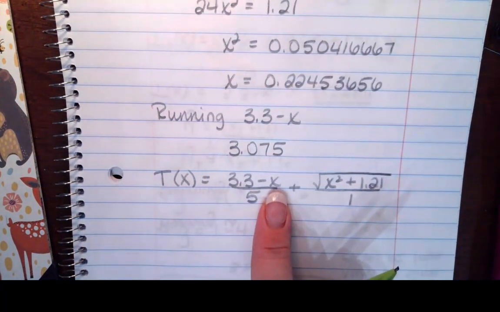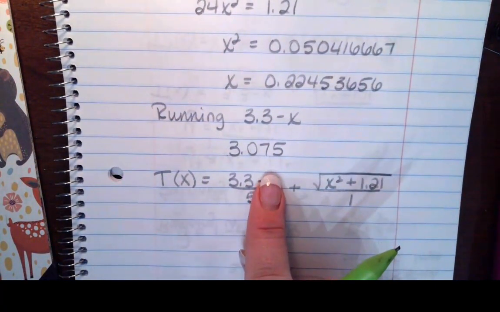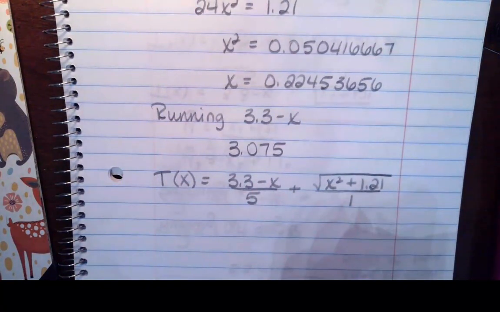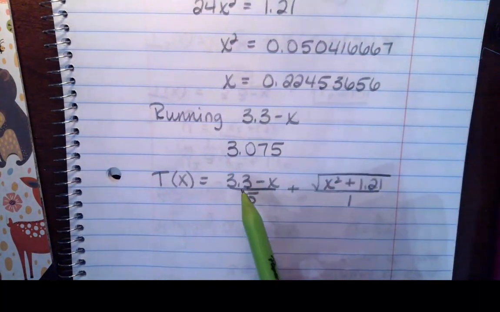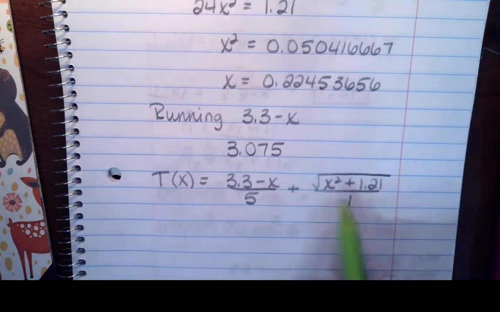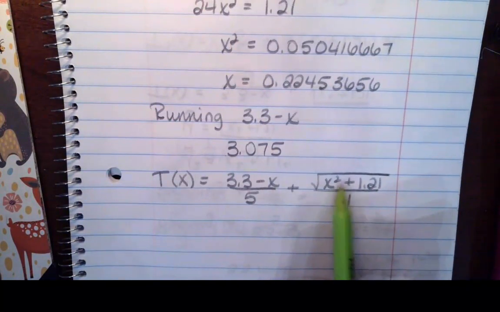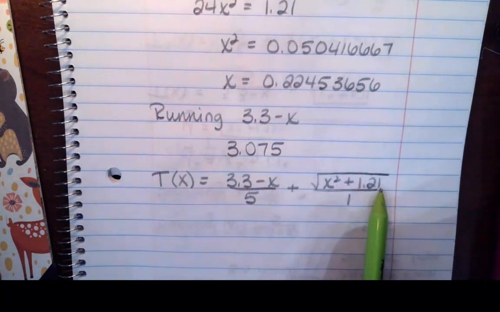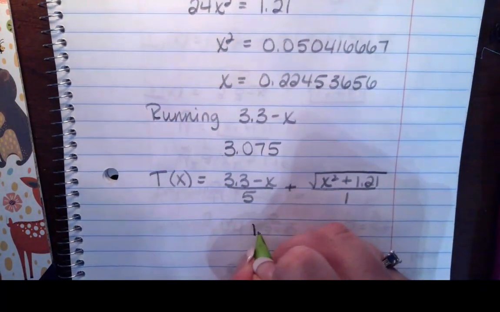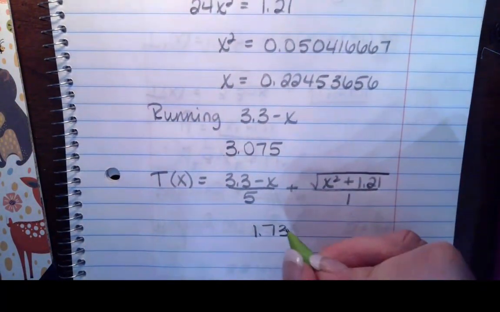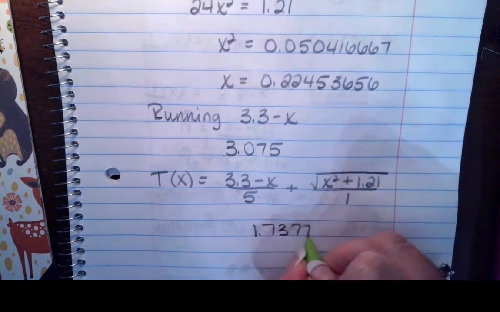Okay, so for this one, what was x? We have this. So I've got (3.3 minus x) over 5 plus the square root of 0.2245 squared plus 1.21. And we get 1.73778 hours.